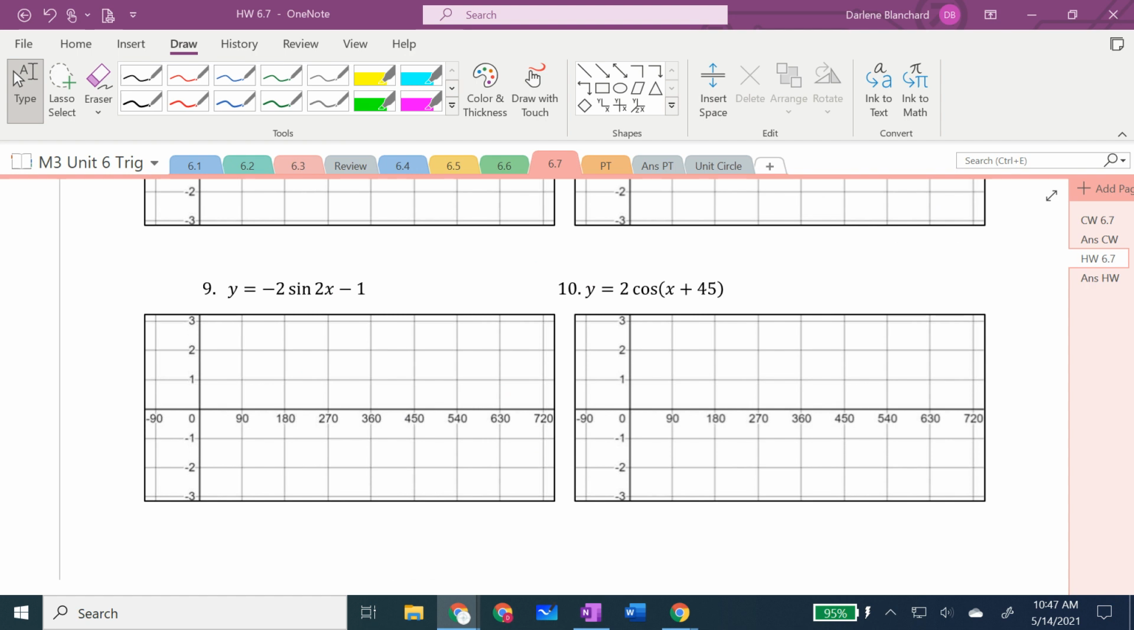Okay, number 9 from the homework. We are going to start off with the parent graph of sine x. Sine starts at the origin, and then it first heads up to its maximum, then it goes back to the midline, down to its minimum, back to the midline. And instead of drawing that sine graph, I want to just hold on to those 5 points and change them.